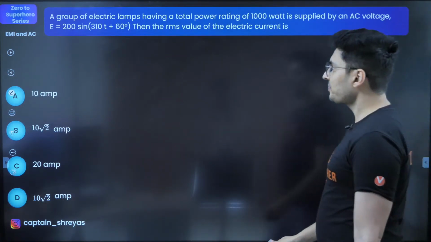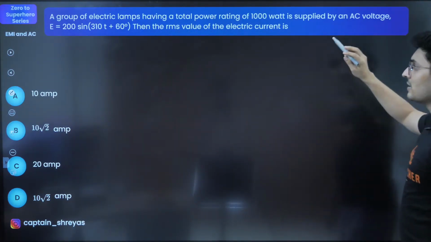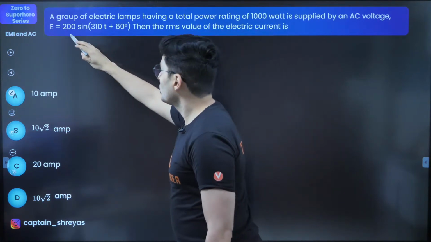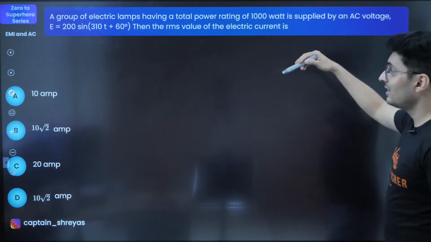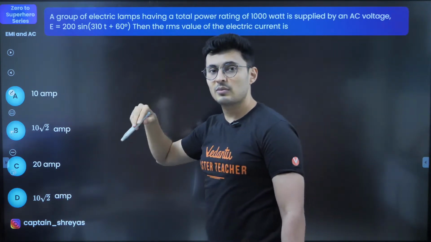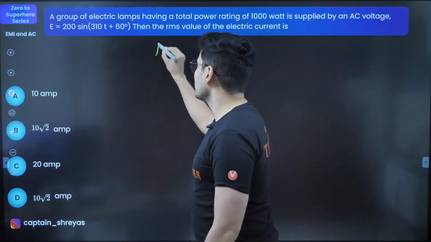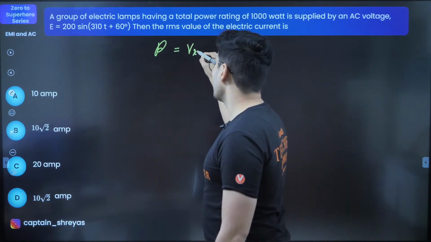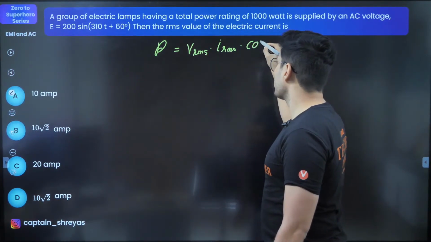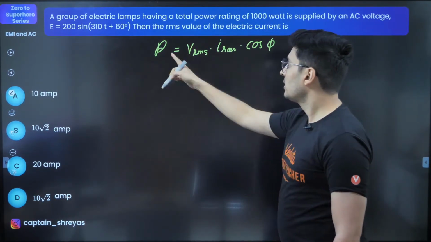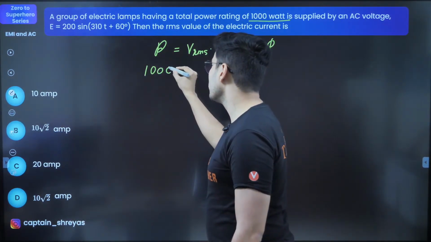Next question. A group of electric lamps having total power rating 1000 W is supplied by an AC voltage 200 sin(310t + 60 degrees). Then the RMS value of the current is how much? Current is asked, voltage is given, power is given. There's only one formula which will help me, and that is the power is V RMS into I RMS into cos phi, which is the power factor. The power is given to be 1000 watts. So let's just put 1000 over here.